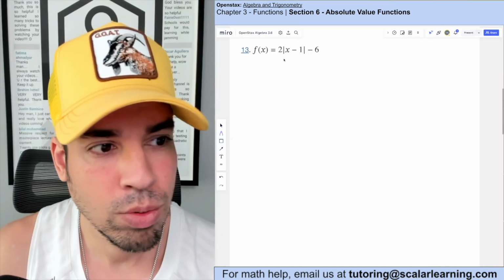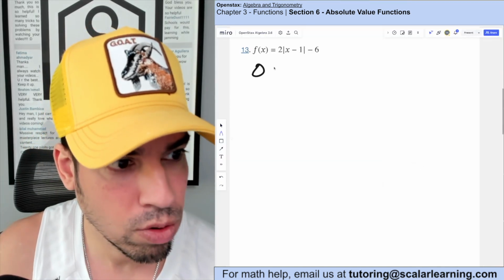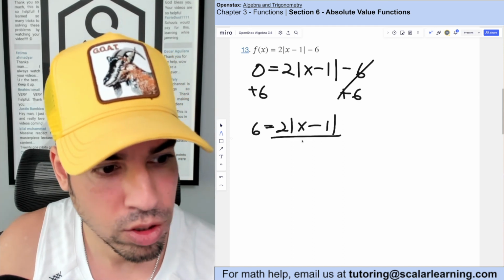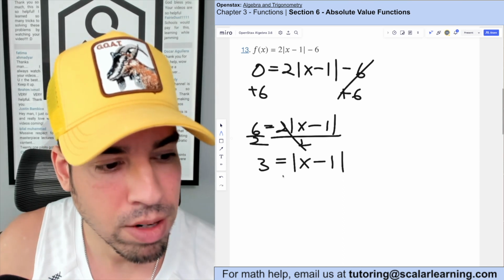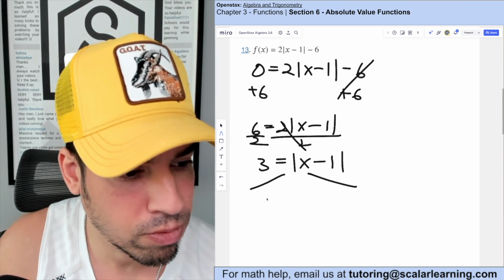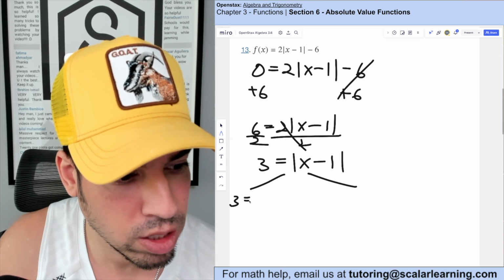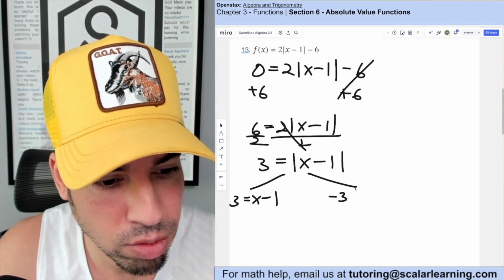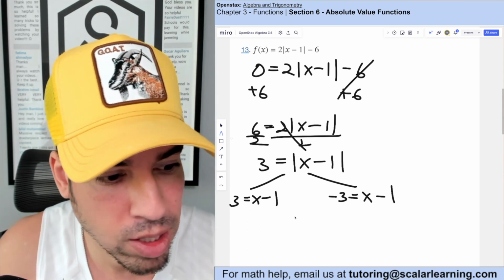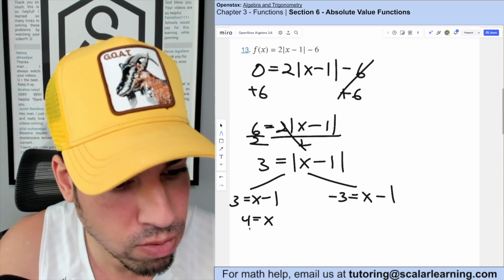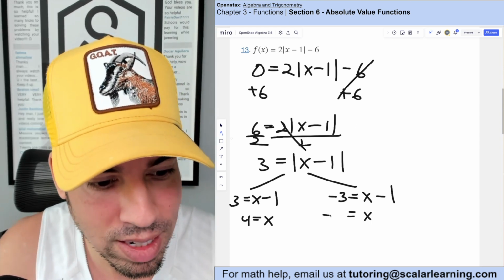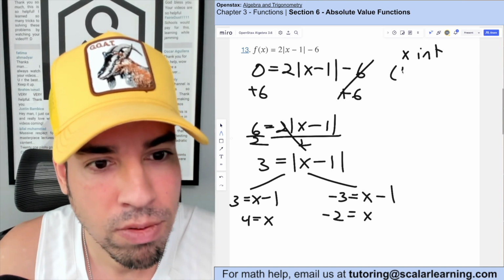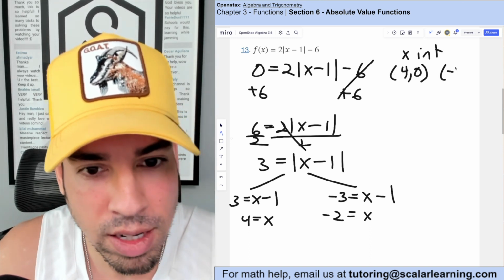Boom, done. For this one, to find the x-intercepts, again, I'm going to plug 0 in for the function value. Then we're going to isolate by adding 6 to both sides. Then we're going to divide by 2. And now we're going to bifurcate. We're going to split this into two equations. So first, I'm going to leave it as is. Regular 3 equals x minus 1 with the absolute value gone. Then we're going to have the negation of that 3, -3, also equaling x minus 1. We're going to add 1 to both sides. Here we get 4. Here we're going to add 1 to both sides, and we get -2. So my x-intercepts, therefore, are going to be 4, 0, and -2, 0.